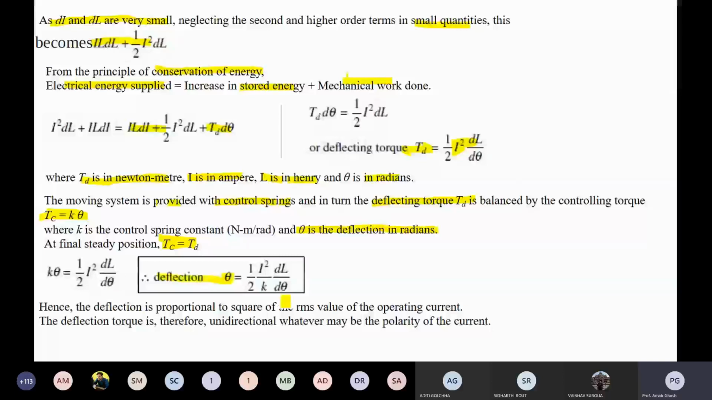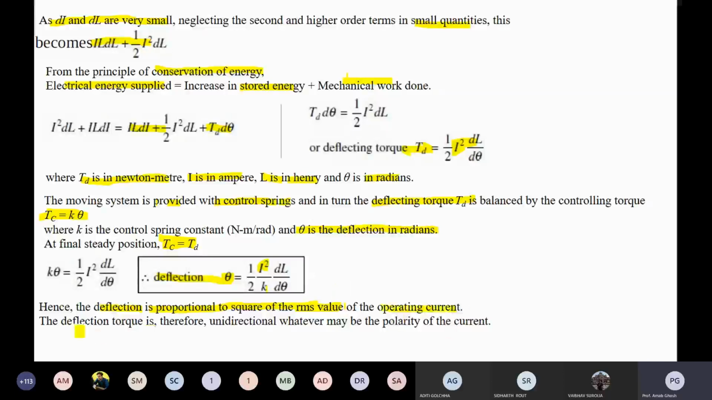If the change of inductance is constant with the change of theta, then what happens? Because k is constant and half is also constant, theta is directly proportional to I square. So you can conclude that the deflection is proportional to the square of the RMS value. In PMMC it was the DC value, meaning the average value. That's why in AC measurement by a PMMC instrument the resultant value will be 0, so there is no deflection. But in a moving iron instrument, you get the RMS value of the operating current.